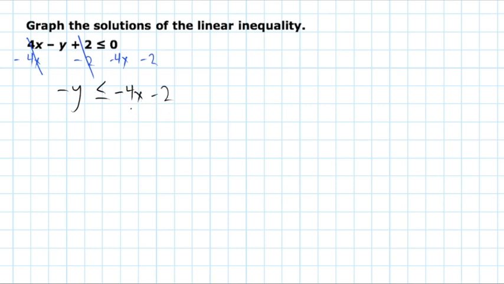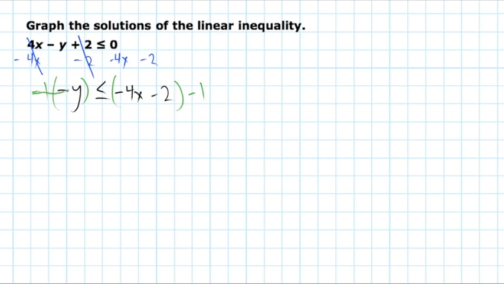So the last thing I need to do is get rid of this negative sign. So I'm going to multiply both sides by a negative 1. You can also divide by a negative 1. It's the exact same operation. I'm just trying to get rid of this negative, and a negative times a negative makes it a positive.